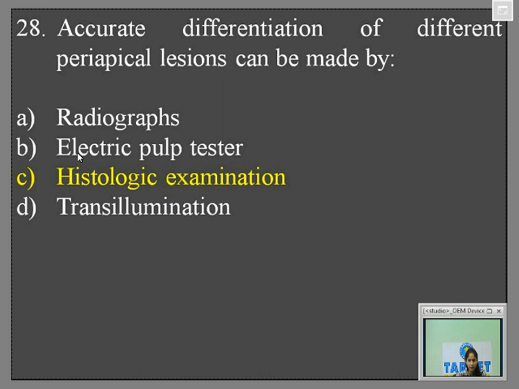Accurate differentiation of different periapical lesions can be made by histologic examination, or this question can also be asked as: gold standard for diagnosis of various periapical lesions is made by biopsy.